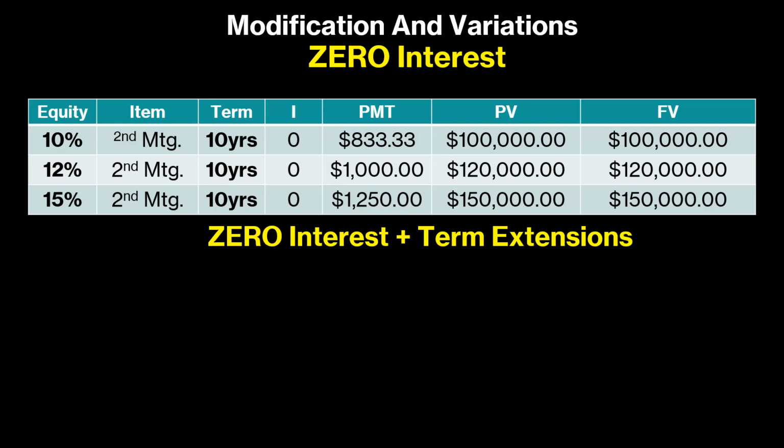15% equity, left side, bottom line. Second mortgage, 10 years, 0 interest. 15% is $150,000. $150,000 note, which is the present value. Future value is $150,000. Numbers are the same. Monthly payments on it, $1,250. Now, this is financing, guys. All right. So we start off here at 10%. Why? It's a fair number.